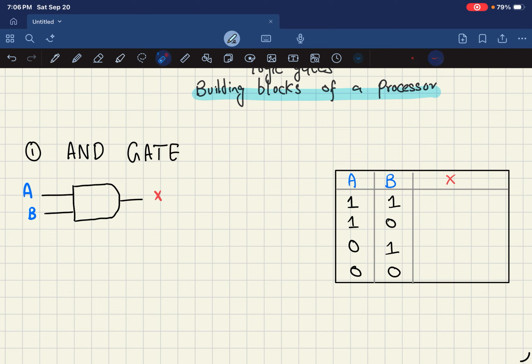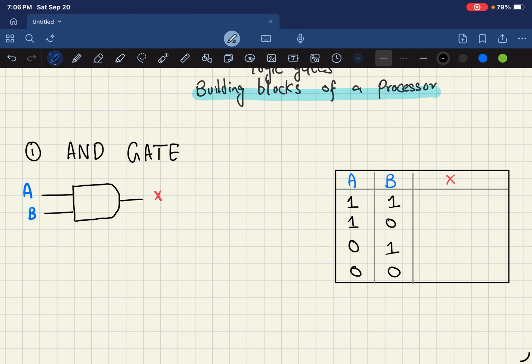As you can see over here, I'm showing the different inputs that A and B can get. The reason why I have 4 rows over here is because there are 4 possible combinations of signals that these 2 wires can get. One of them could be 1 1, one of them could be 1 and 0, one of them could be 0 and 1, and one of them could be 0 and 0, right? We are trying to understand over here what outputs the AND gate would produce.